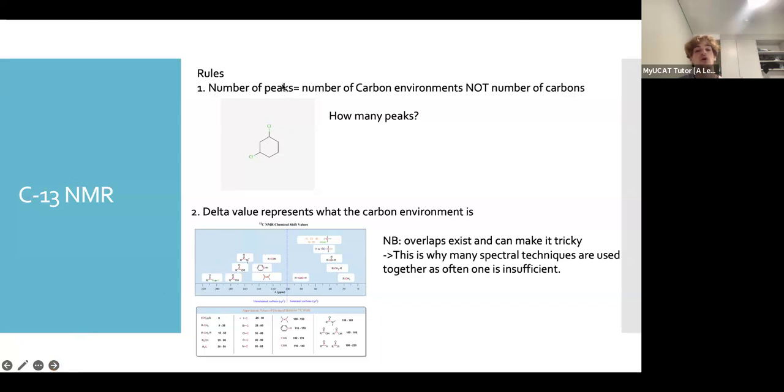So two things you want to get in your answer for this are that the number of peaks equals the number of environments, and that the delta value or chemical shift represents what the environment is, but that there is overlap, so it's not perfect. Okay. TMS is tetramethylsilane, which is used in NMR.